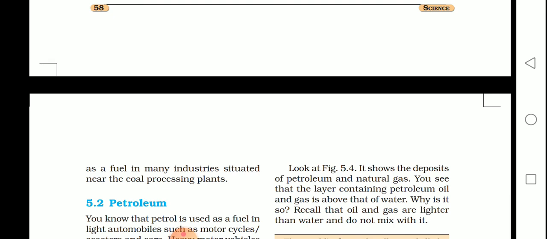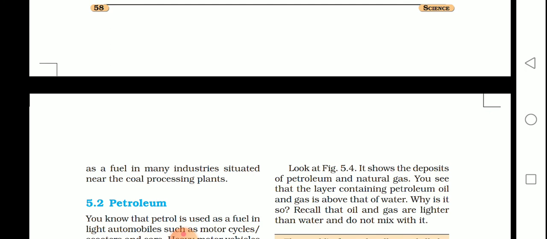So these are the three usable products obtained from coal. One is coke, another is coal tar, and the other is coal gas. These are the three basic, important, useful products obtained from coal for various applications in manufacturing various substances.